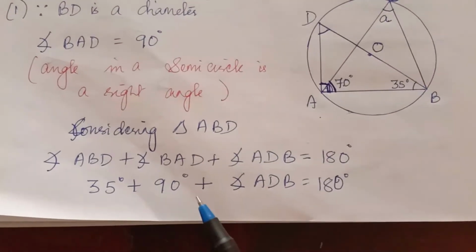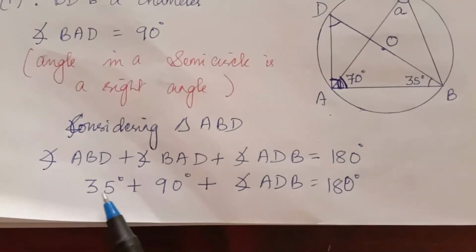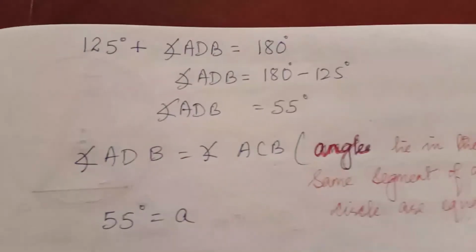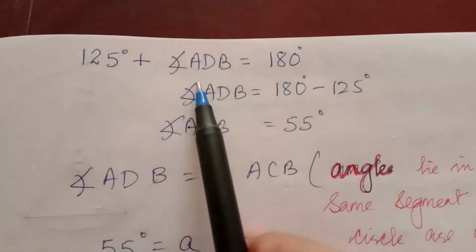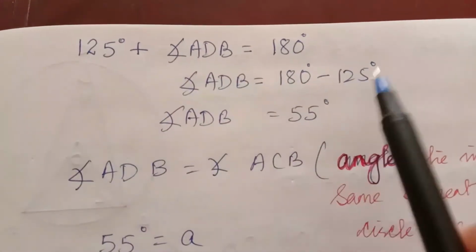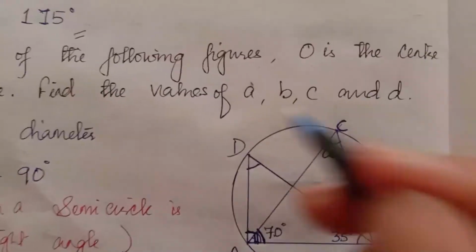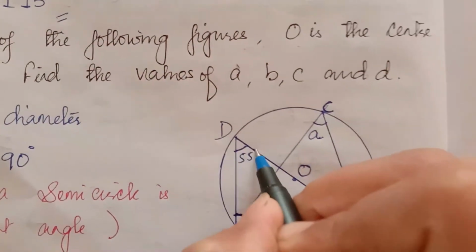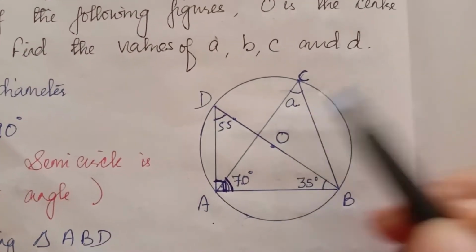So write the values of those angles which are given, 35 degree and 90 degree. So 125 degree plus angle ADB is 180 degree. Angle ADB is 180 minus 125, 55 degree. So this angle we got 55 degree. Now we need to find the value of angle A.